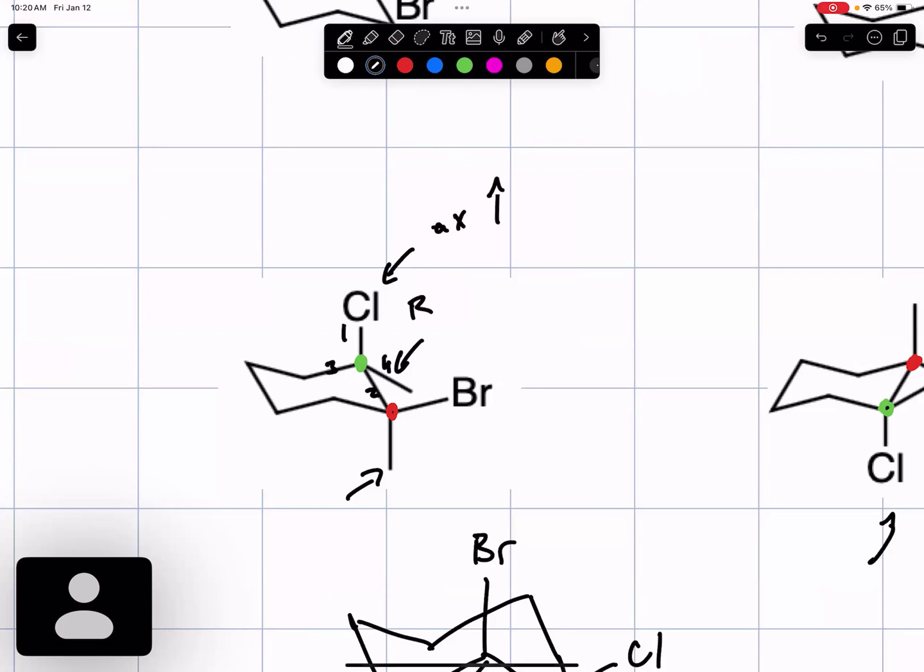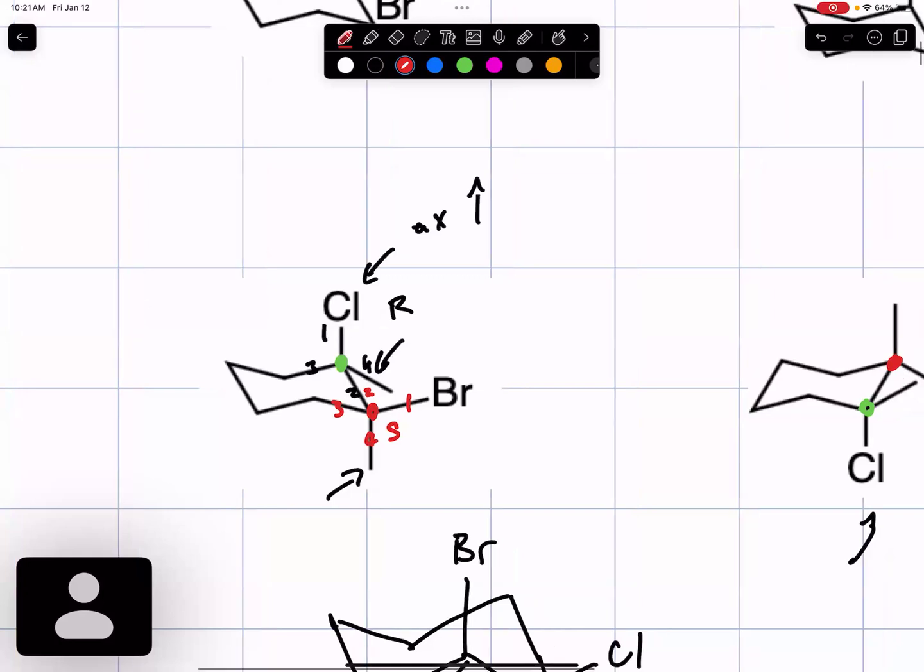Same situation. Let's do it in red down here. Bromine would be 1. This up here would be 2. This would be 3. This would be 4. What is that? S, right? So you have carbon green being a stereoconfiguration of R, absolute stereoconfiguration, and carbon red of S.